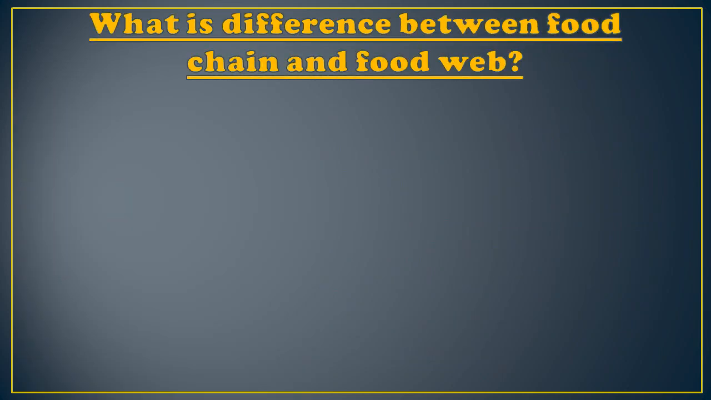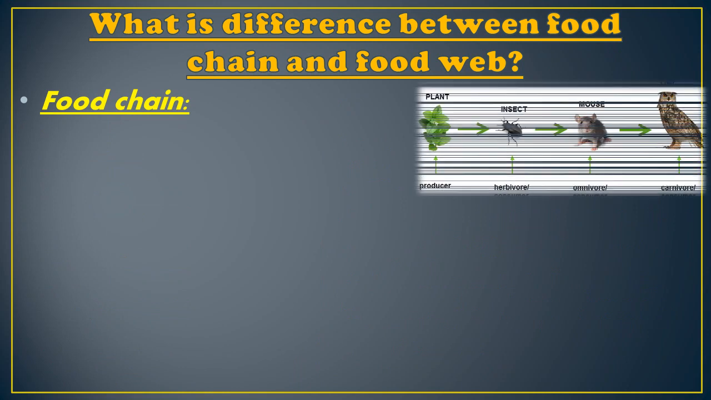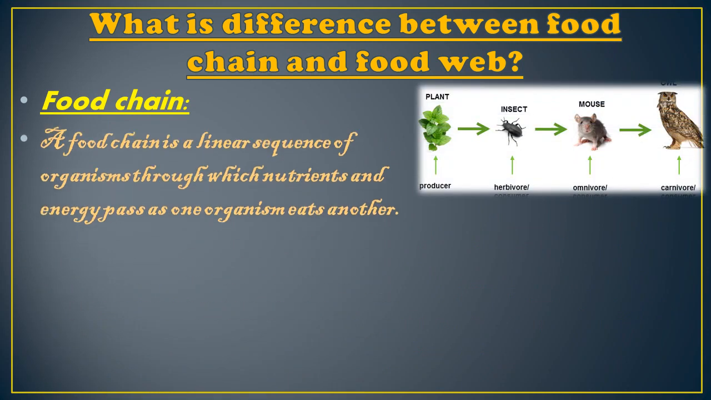Okay, next question: what is the difference between a food chain and a food web? First of all, what is a food chain? Students, a food chain is a linear sequence of organisms through which nutrients and energy pass as one organism eats another. Basically, this is the flow or transfer of energy from one organism to another in a linear sequence. This is a food chain.